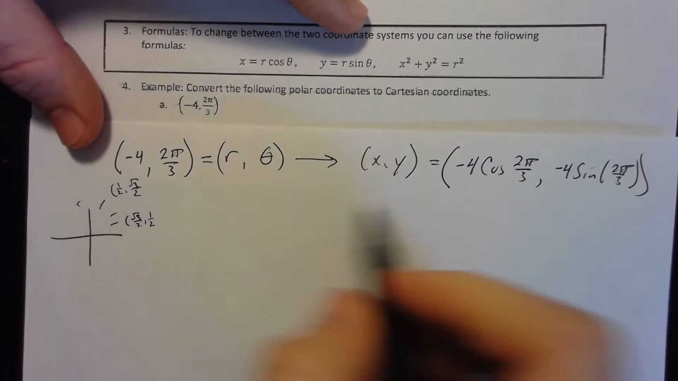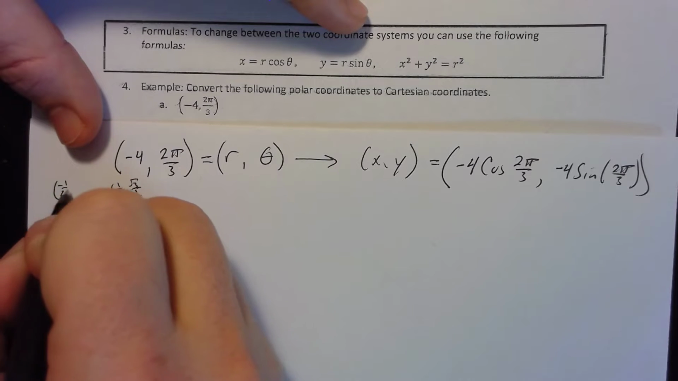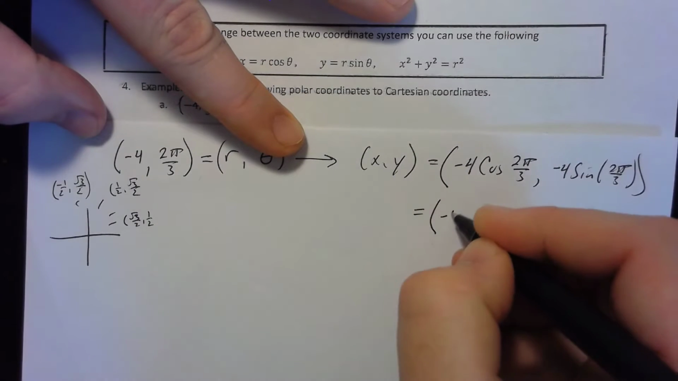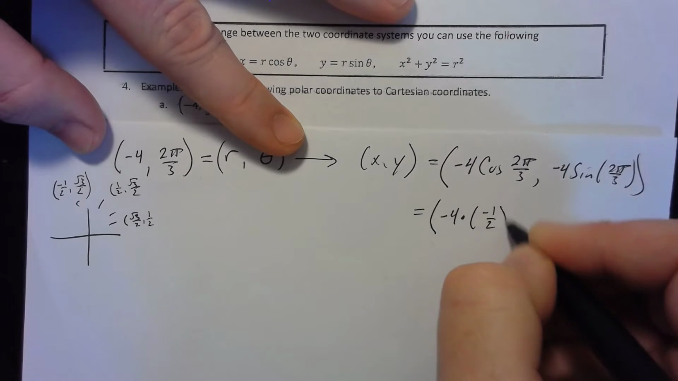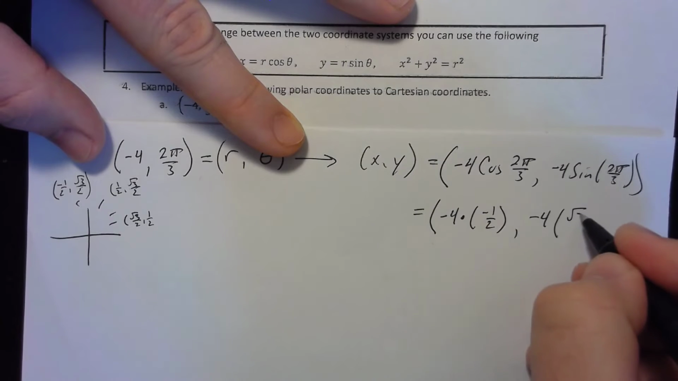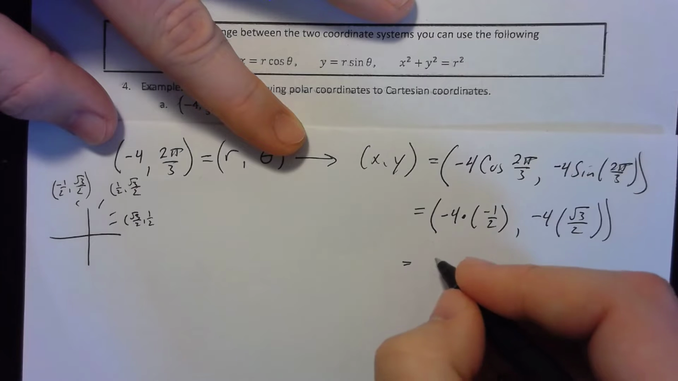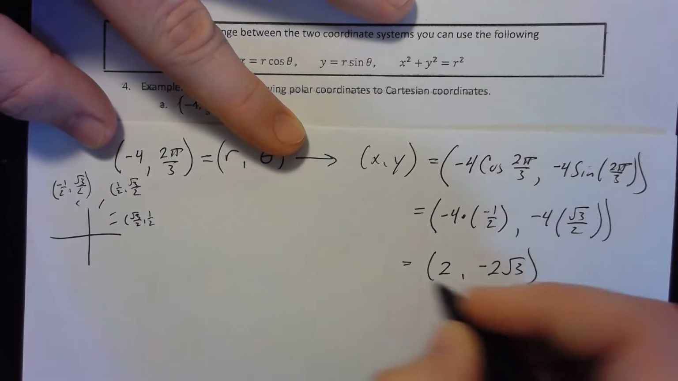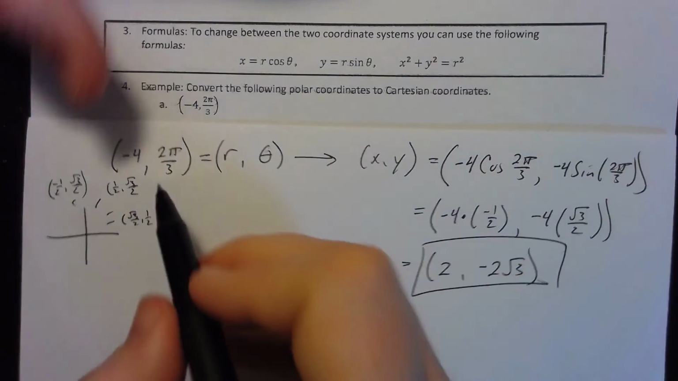I'm going to be in the second quadrant at 2 pi over 3, which will provide me with a value of -1/2, radical 3 over 2. So when I plug these values in, I'm going to have -4 times my cosine of 2 pi over 3, which is -1/2. And I'm going to have -4 times my sine value, which is radical 3 over 2. The two negatives negate each other, giving me a value of 2. And plugging this one in over here, I'm going to have -2 radical 3.